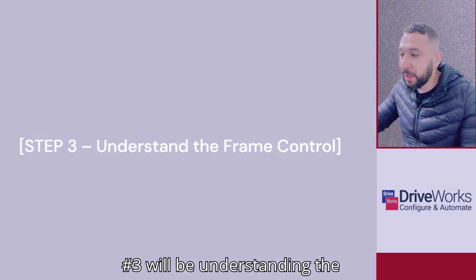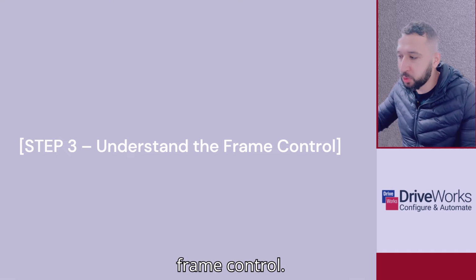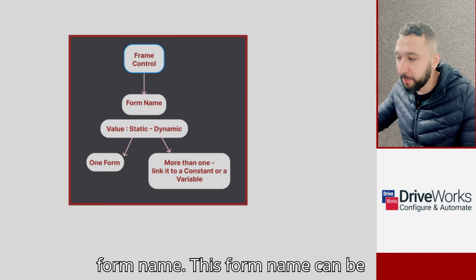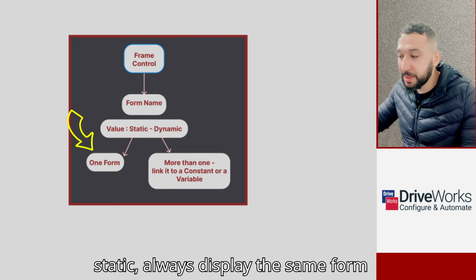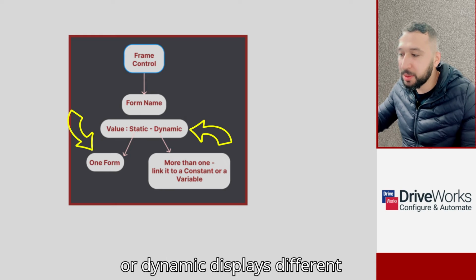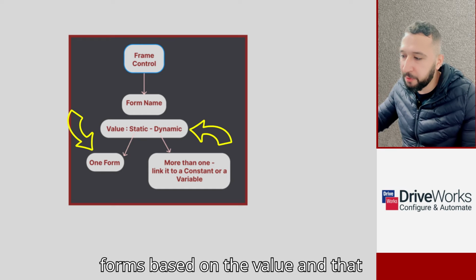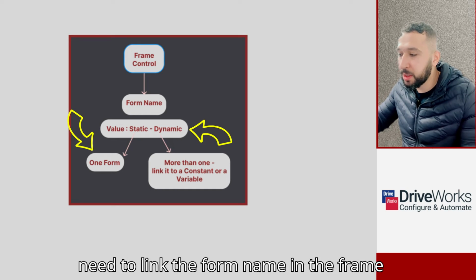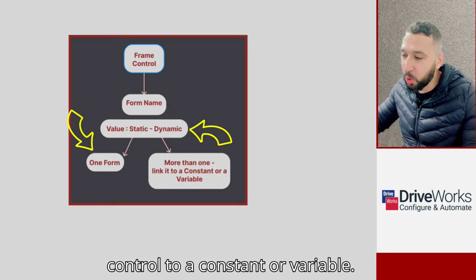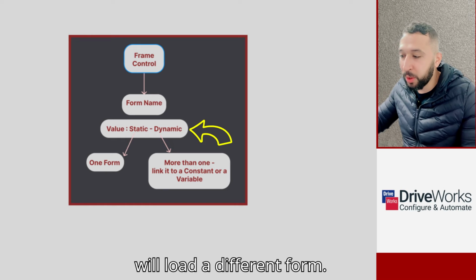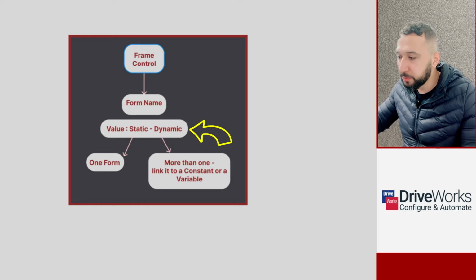Number 3 will be understanding the frame control. A frame control always requires a form name. This form name can be static, always displaying the same form, or dynamic, displaying different forms based on a value. And that's exactly what we want. To achieve that, we need to link the form name in the frame control to a constant or variable.